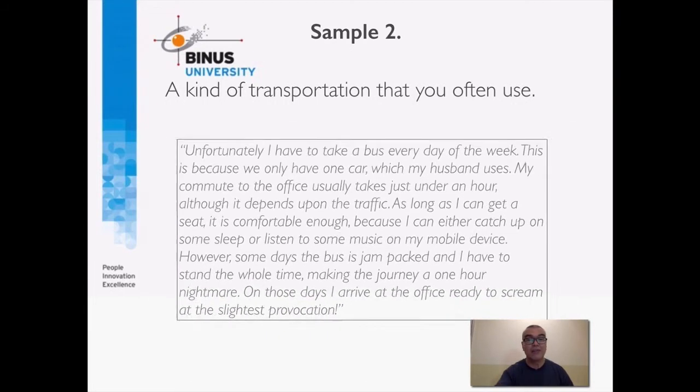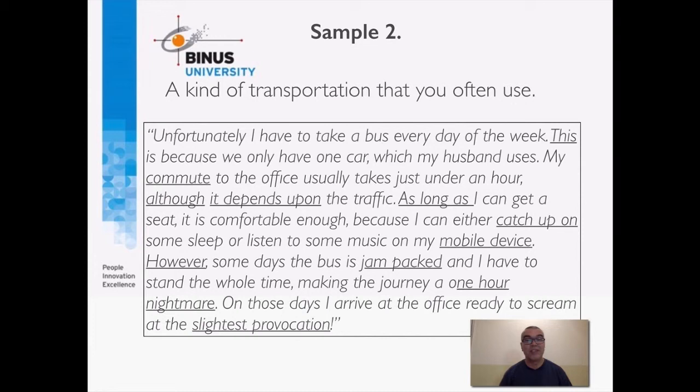So let me highlight some of the positive features in this. These are underlined here, so we have some interesting vocabulary: commute, catch up on, mobile device, jam-packed, nightmare, slightest provocation. And I talk throughout this IELTS course about using interesting vocabulary. If you need to get a high score, you have to use interesting vocabulary, just like in these examples. In this example, there's also a useful way of the speaker joining ideas. So this is because, although it depends on, as long as, that kind of thing is really useful.